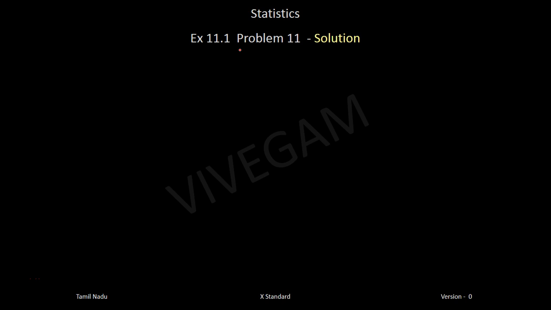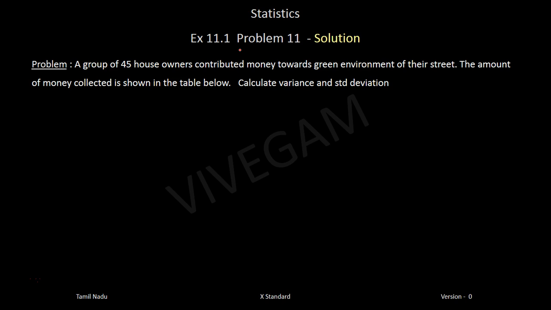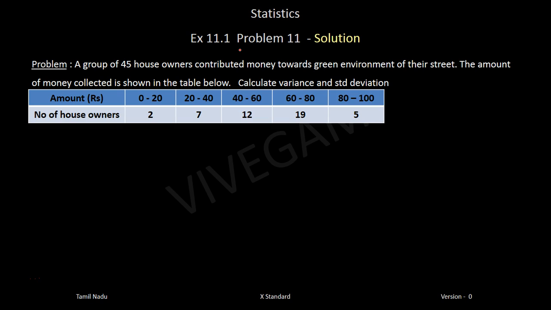Exercise 11.1 Problem 11 Solution. A group of 45 house owners contributed money towards green environment of their street. The amount of money collected is shown in the table below. Calculate the variance and the standard deviation.